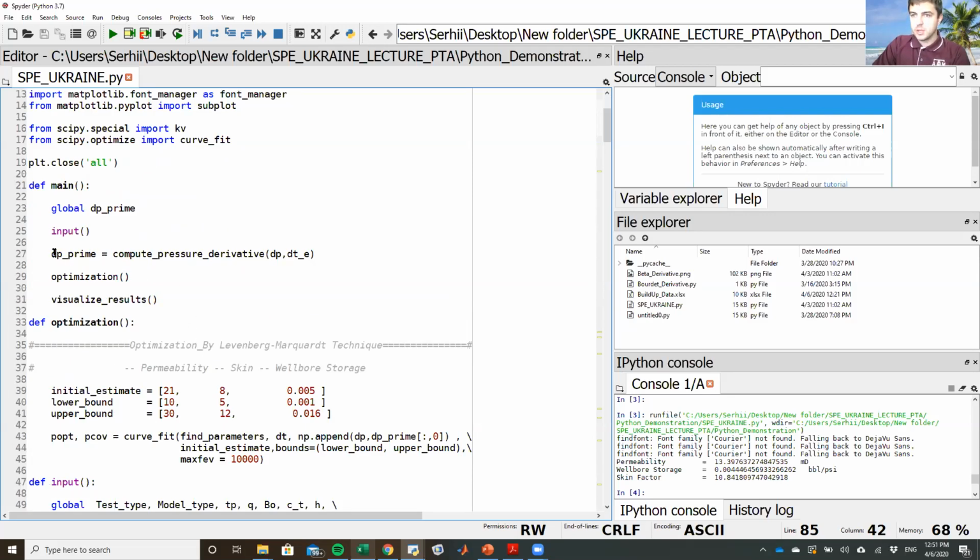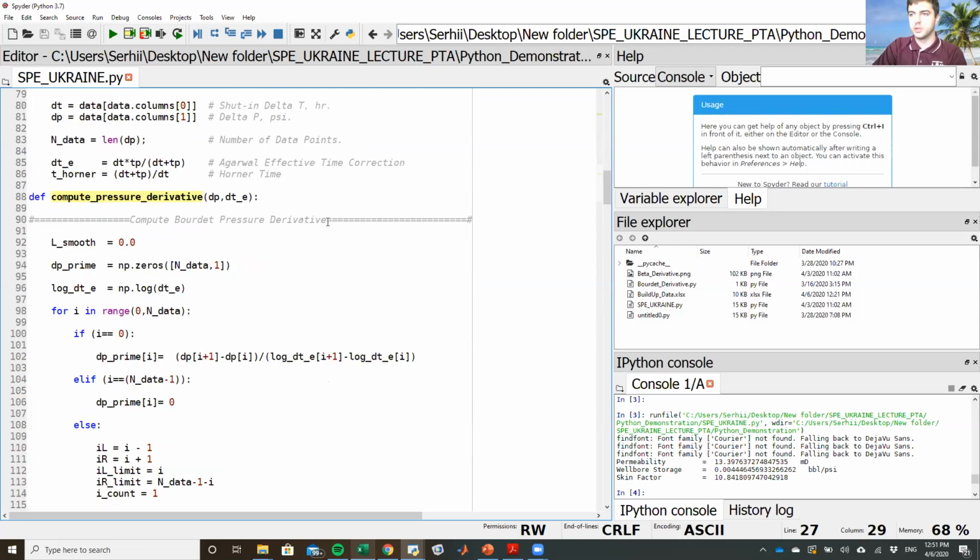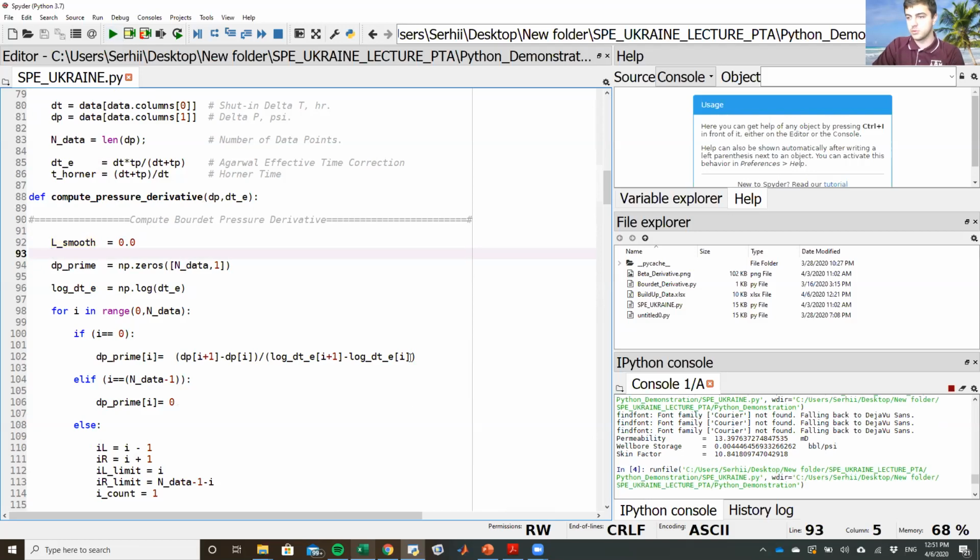After our input, what we need to do is compute our pressure derivative function, right? We are using here the simple Bourdet pressure derivative, which includes some sort of smoothing parameter. The rule of thumb, and that's how it works in commercial software, is that by default they have a factor of either 0.1 or 0.2. So they already smooth the data for you. Let's see what happens if we don't really smooth any data.